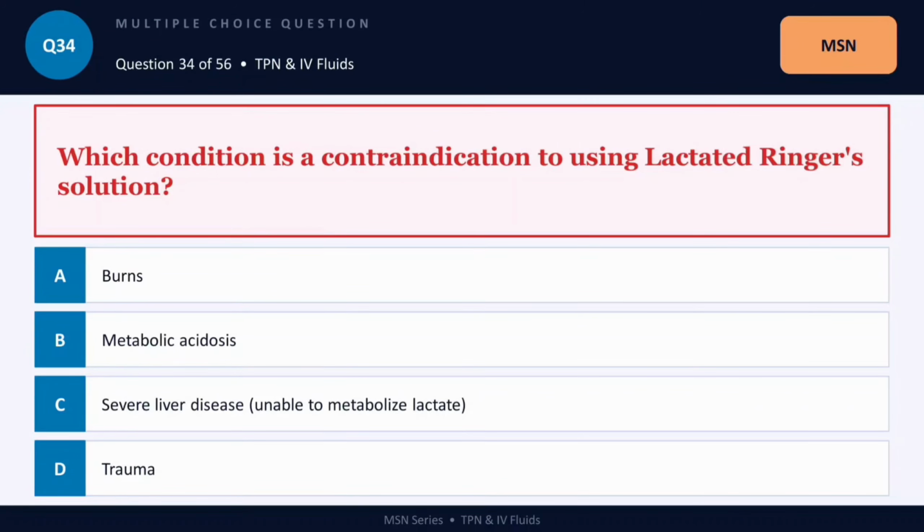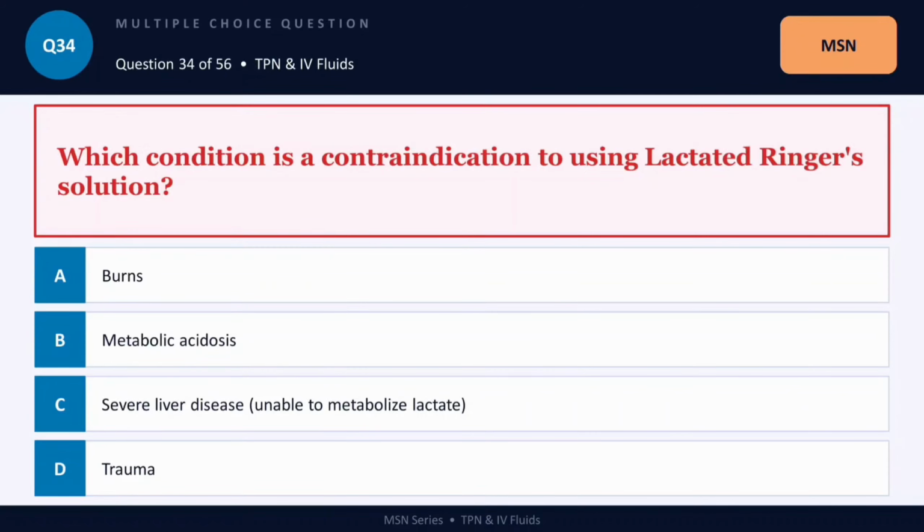Question number 34. Which condition is a contraindication to using lactated Ringer's solution? Option A, burns. Option B, metabolic acidosis. Option C, severe liver disease. Option D, trauma.